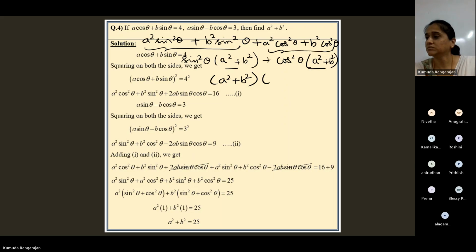Continue. No, complete this. No, relax, actually. Look at the board and do. Yeah, Krishna, yes. That's all? Only sine square theta?